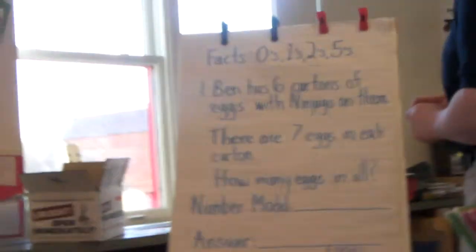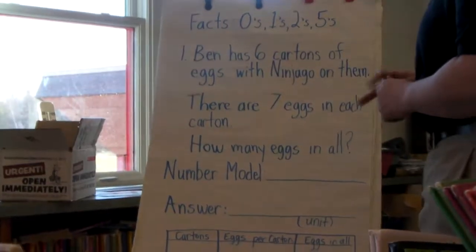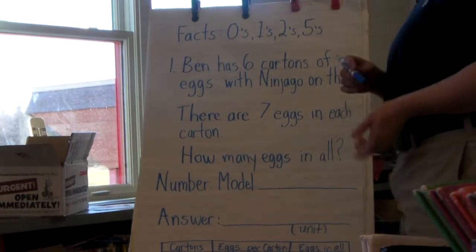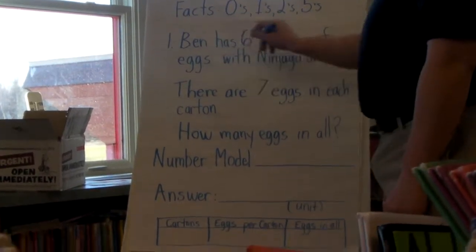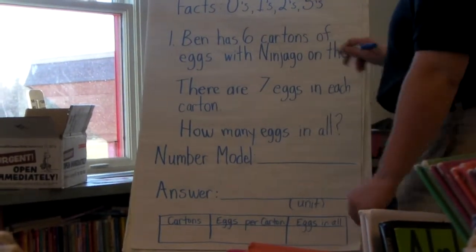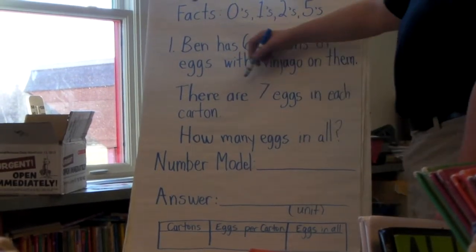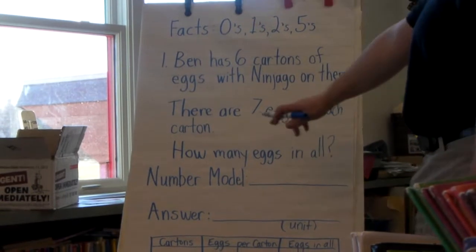Okay, so we're going to take a look at this multiplication number story, which is what we're going to do in class today and also for homework. So this says that Ben has 6 cartons of eggs with Ninjago painted on them. There are 7 eggs in each carton. How many eggs in all?